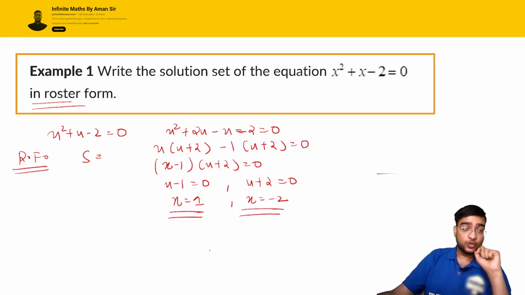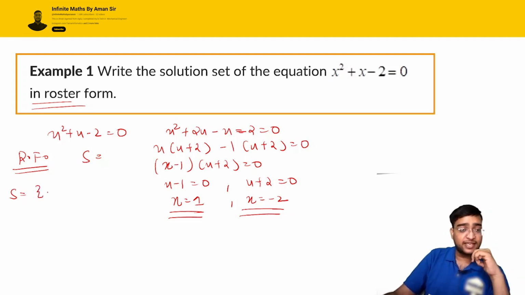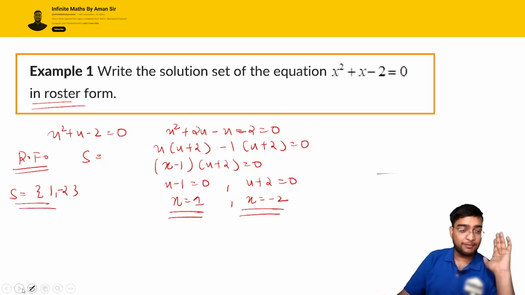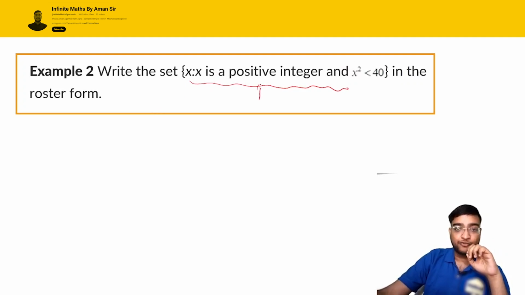In roster form we can write it separated by commas within curly braces. So if my solution set is S, then S is {1, minus 2}. That is your solution set. Okay sir, so this is the solution of this example. Let's move on to the other example. So guys, as you already know, this representation is set builder form.